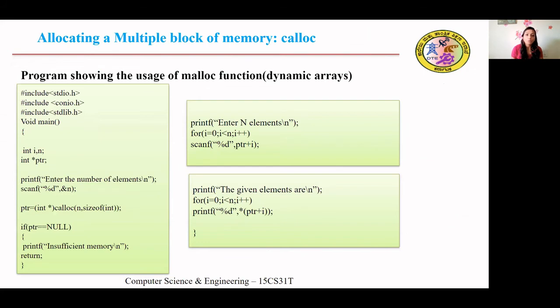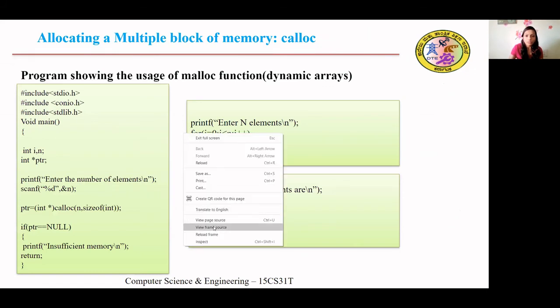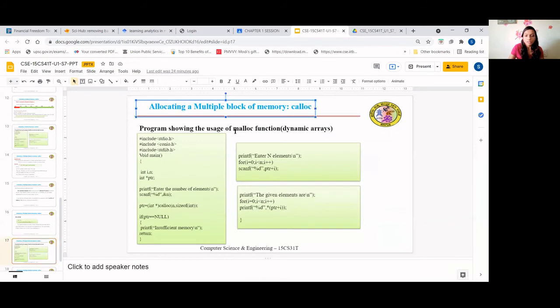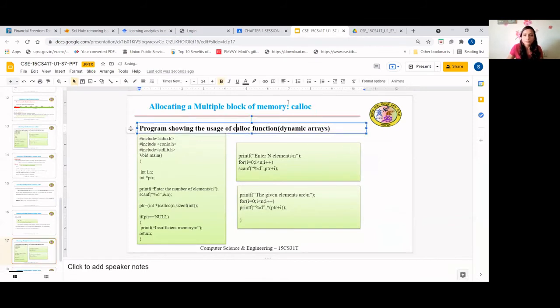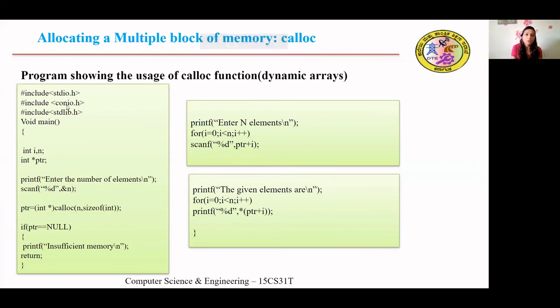So we'll see one more program, how to use calloc. Okay, it is not malloc. So as you can see, again we are using 3 header files. The only difference is here: instead of allocating only 1 block of memory, we allocate multiple, n blocks. So how many elements do you want? Maybe 10, 15, and each of size int. If the pointer returns null, it means there is insufficient memory, otherwise go on reading and printing. So the difference is it will allocate multiple blocks of memory.